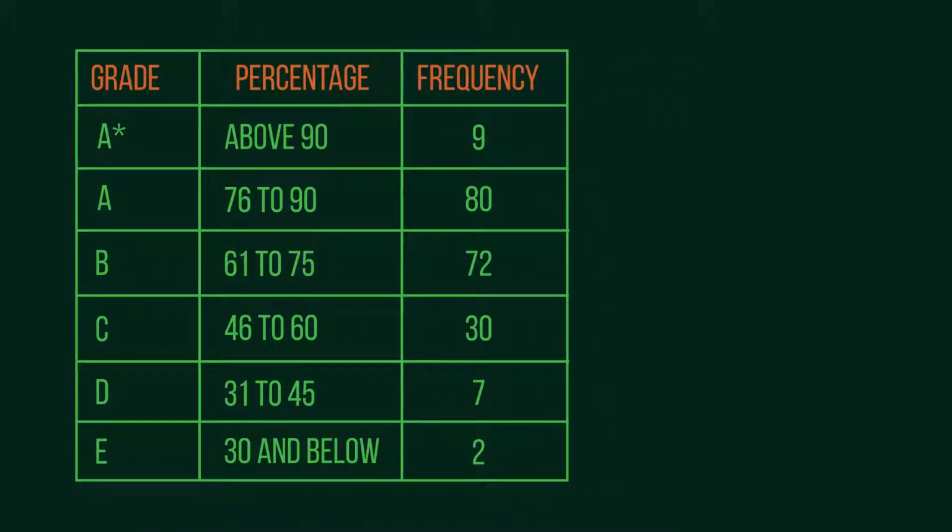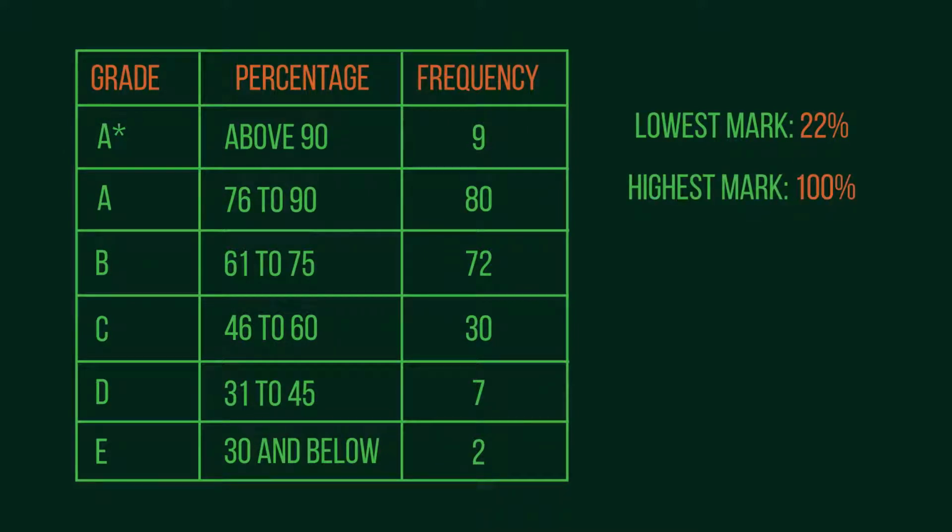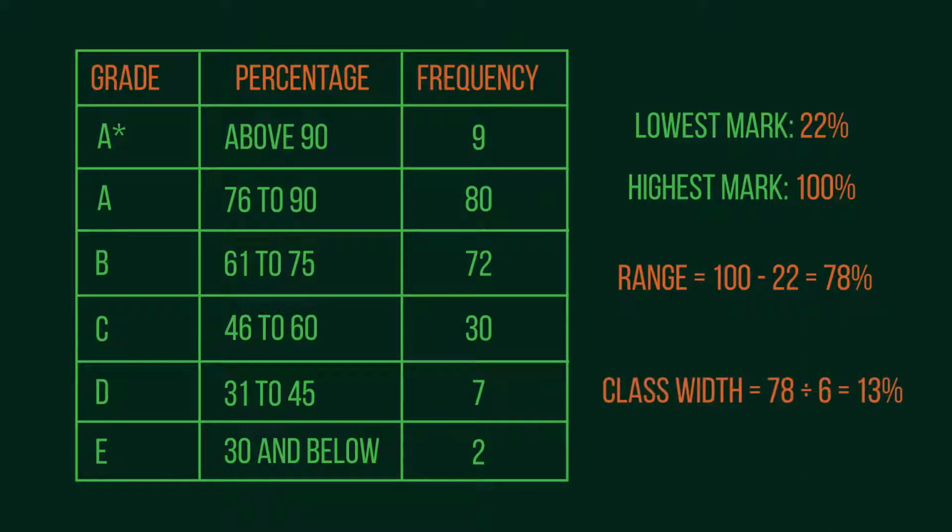We know the lowest mark was 22% and the highest mark was 100%. So the range of results is 78%. Now, because we have A star, A, B, C, D, and E, so 6 groups, work out approximately how big each group should be by dividing the range by 6. We want each group to be about 13% in size.